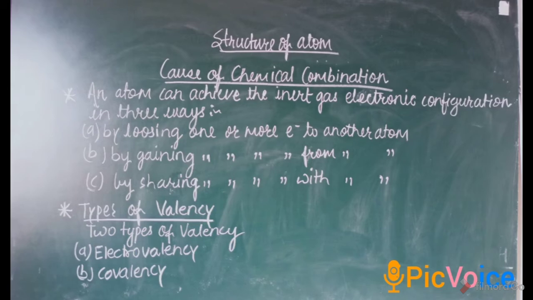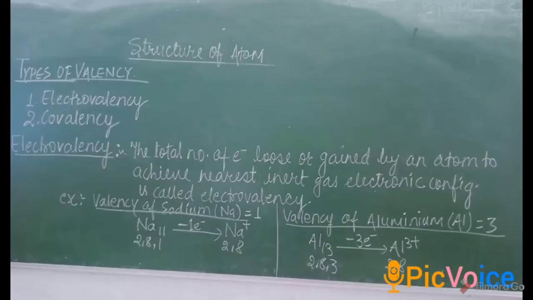Now next, types of valency. There are two types of valency: electrovalency and covalency. Now next is electrovalency. So what is electrovalency? The total number of electrons lost or gained by an atom of an element to achieve the nearest inert gas electronic configuration, or to stabilize itself, or to complete its octet, is known as its electrovalency.